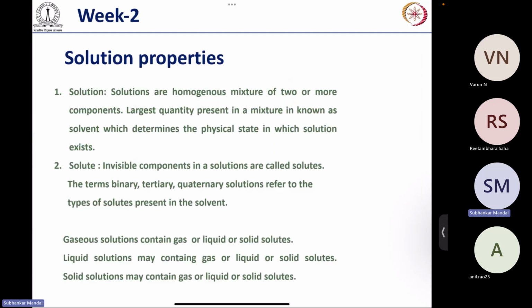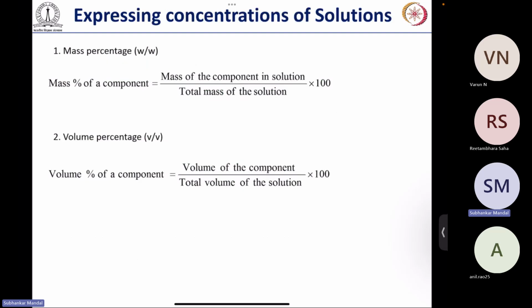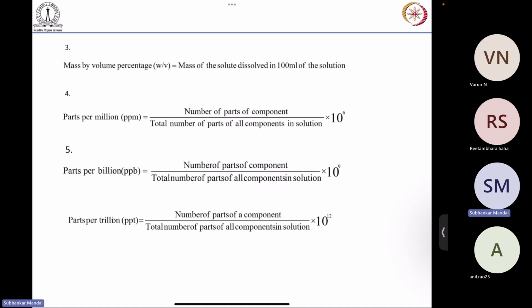Then in week 2 we have discussed different solution properties, basically in a quantitative manner, whatever I have shown in the video, how to make the solution. So those things basically in week 2 we have discussed. And different types of terms like molar percentage, mass percentage, volume percentage, all these things we have discussed. Okay, and mass by volume percentage, parts per million, ppm, ppb, ppt, all these things.